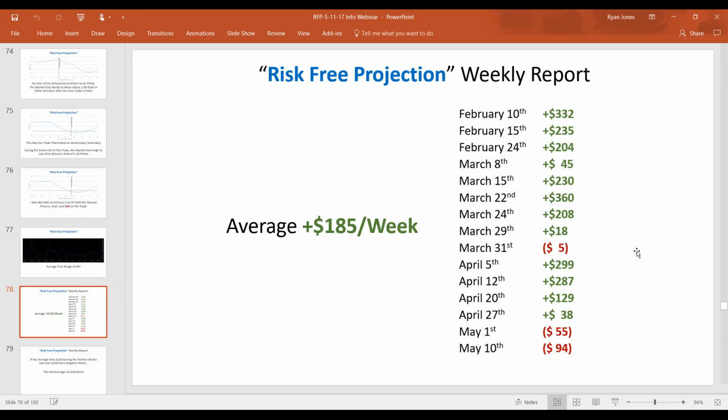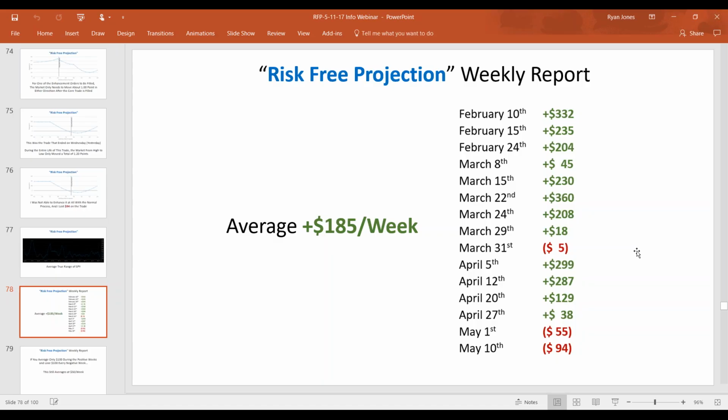So on the May 1st trade, well, we'll start with April 27th. The April 27th trade didn't make very much at all because the market didn't move very much, far under the average range. The May 1st trade lost $5. I was able to enhance the trade, however, not enough to create a risk-free trade. So I did lose $55.